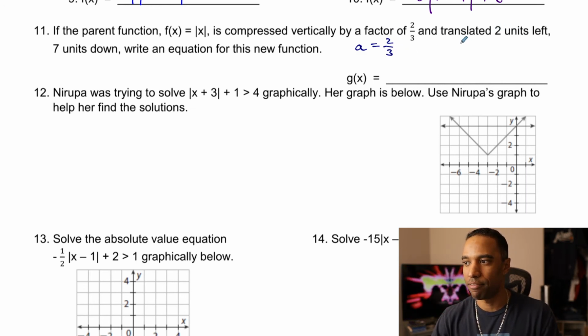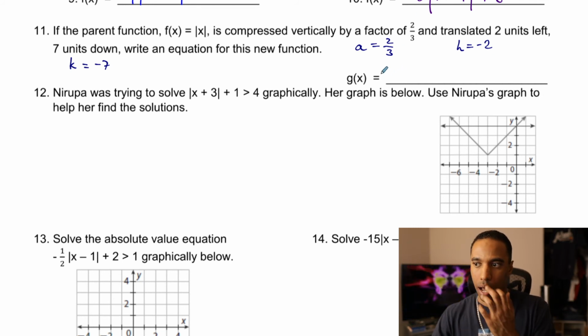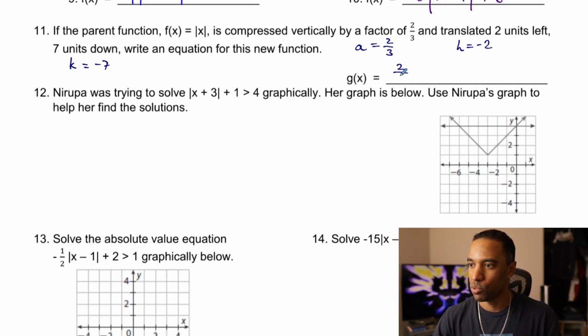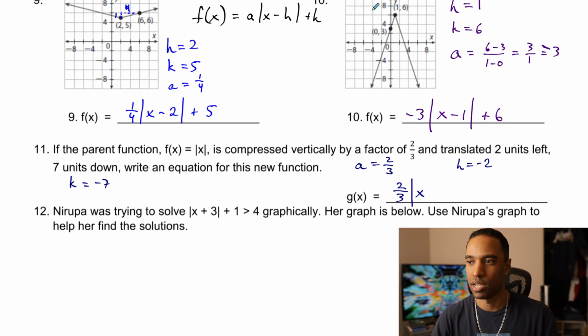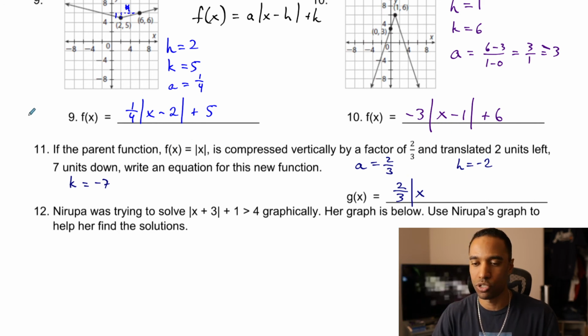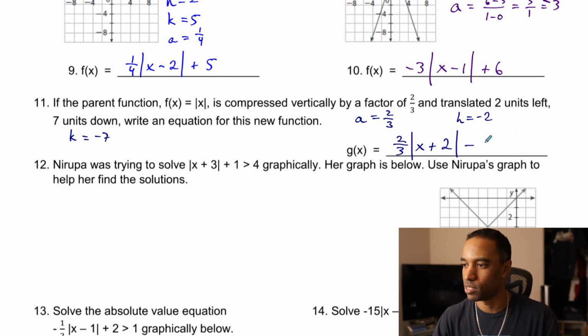2 units left means that your h value is negative 2. 7 units down means your k value is negative 7, because negative, negative. So let's write this thing out. That's going to be 2/3 times the absolute value of x. H gets opposite. Remember, it's x minus h. X minus negative 2 is plus 2. Opposite. And k gets same. Minus 7. Same. There it is.